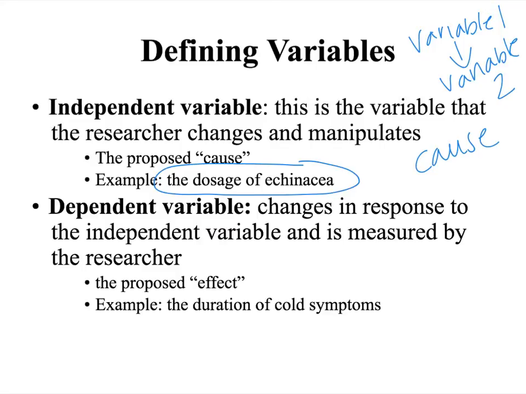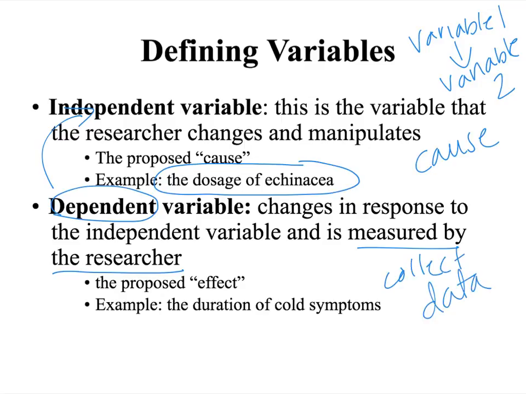The dependent variable, just like it sounds, depends upon the independent variable. So it's going to change in response to changes in the independent variable. This is the thing that the researcher is going to have to measure and collect data on. So this is the proposed effect. This is the thing that the researcher is measuring. In our example, that's the duration of cold symptoms.